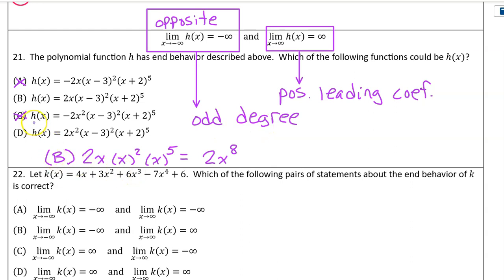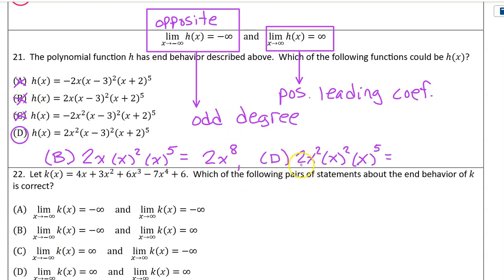We can find the leading term of B by looking only at the leading term of each factor. In other words, 2x times x to the second times x to the fifth. That gives us 2x to the eighth. That's an even degree. We are looking for an odd degree. So B cannot be the answer.